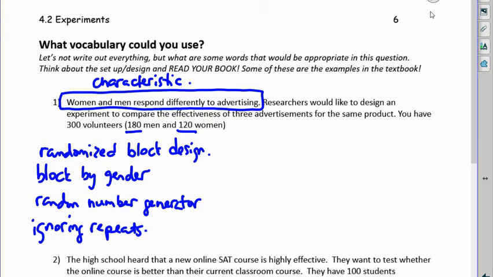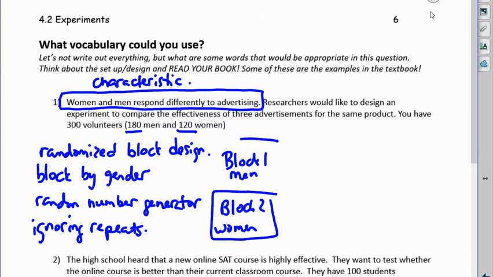Let's see, what other things would we do? Once you had your block, block 1 could be men, block 2 could be women. Make sure you talk about the labeling.